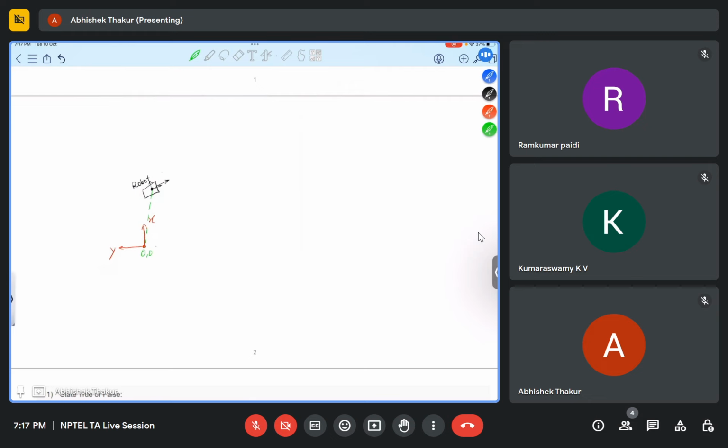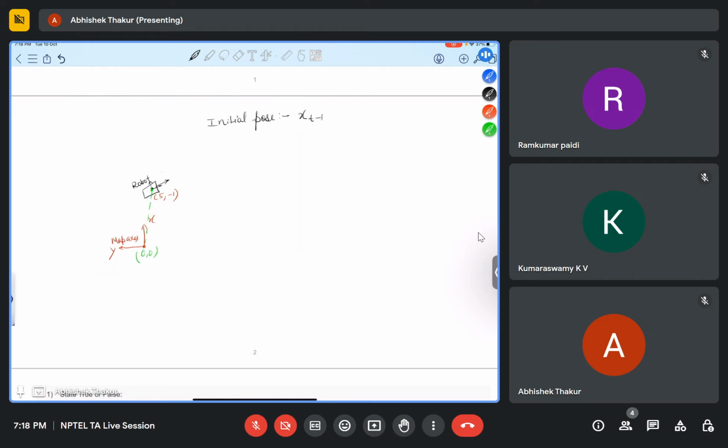So this is the 0, 0 of the map. The robot will have some coordinates according to the map axis. The red axis is the map axis. Let's suppose x is equal to 5 and y is equal to minus 1. So the current position of the robot is 5, comma minus 1 with respect to the map. The initial pose is the most important thing for navigation of a robot in autonomous mode.